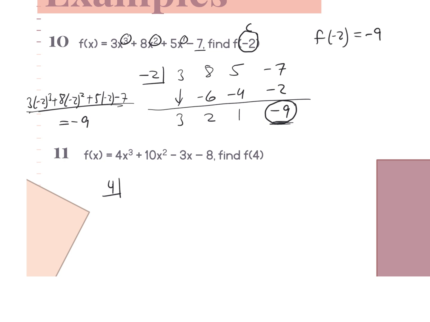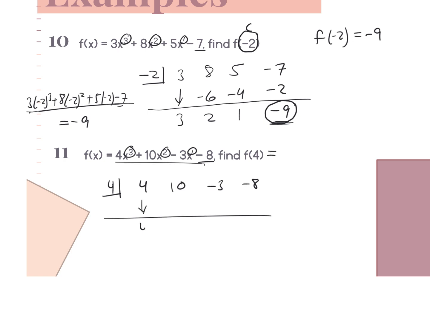All right, so when you plug in 4, you should get a 4, a 10, a negative 3, and a negative 8. All right, so again, 4 goes in your box. Right beside it are the coefficients. And again, nothing is missing here. I have all my exponents, 3, 2, 1, my constant. So then I'm just going to use synthetic division to evaluate f of 4, right?